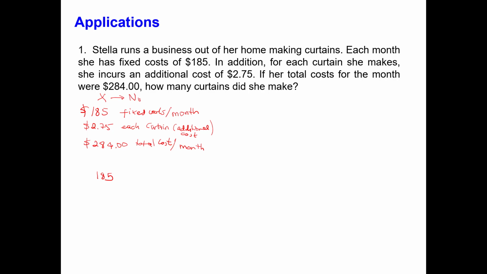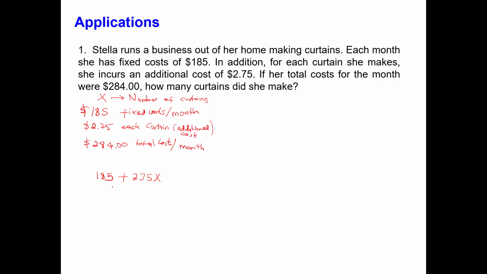as the number of curtains. Yes, this is the x value. Now if we multiply the additional cost for one curtain times the number of curtains, we will have the total additional cost.